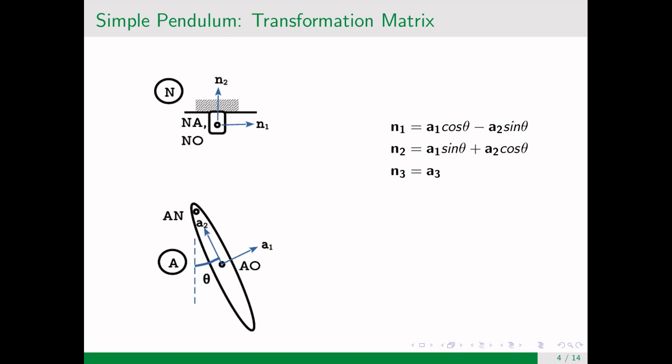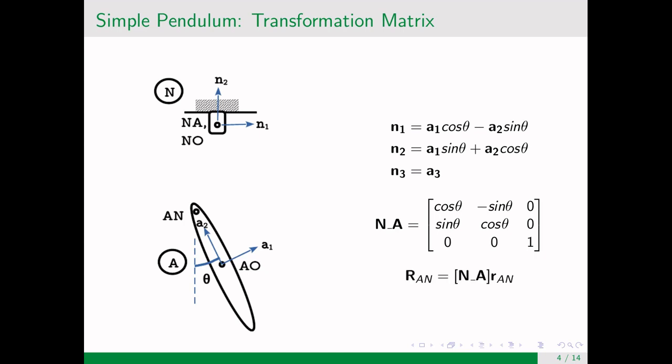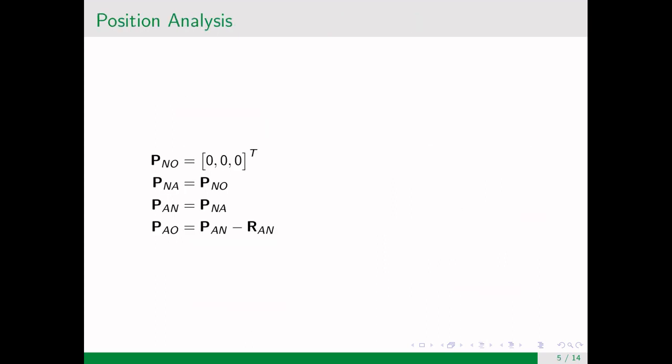Now the transformation matrix between the ground fixed coordinate system N1, N2, N3, and A1, A2, A3, which is the coordinate system fixed to the body A, is as shown in the equations here, and the transformation matrix between N and A is given as N underscore A in that equation. So now we have capital RAN, which is the vector from AO to AN expressed in the ground fixed coordinate system.